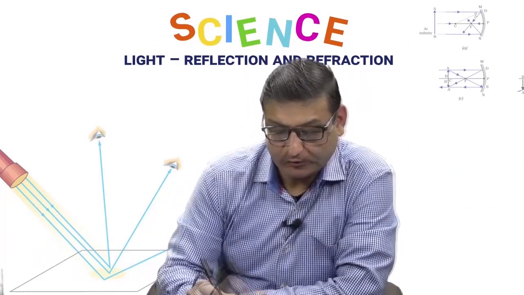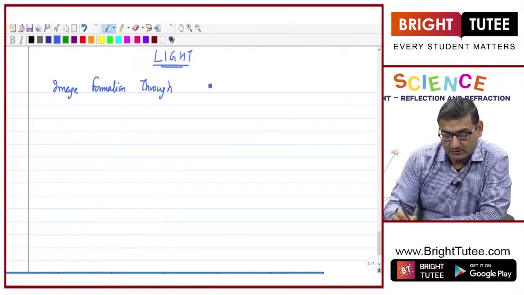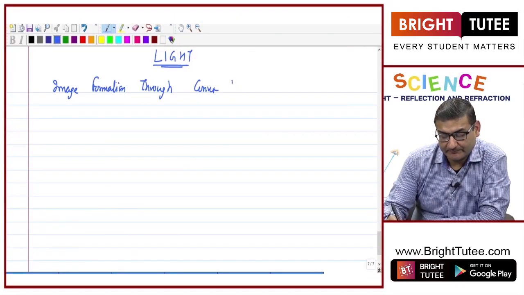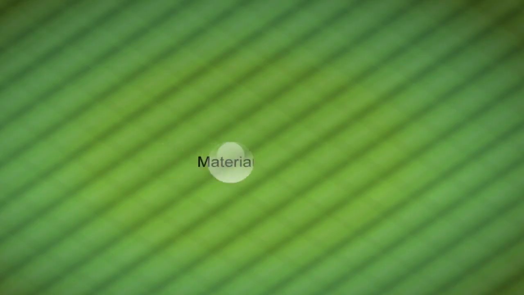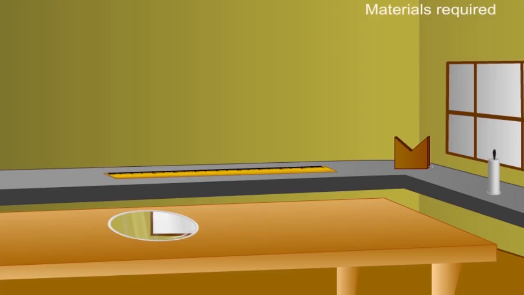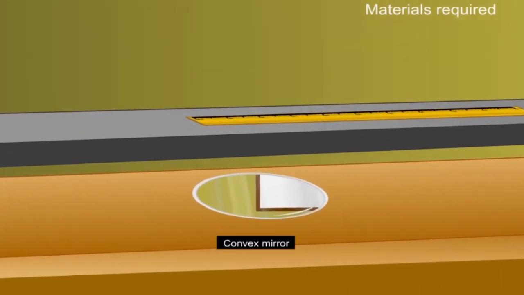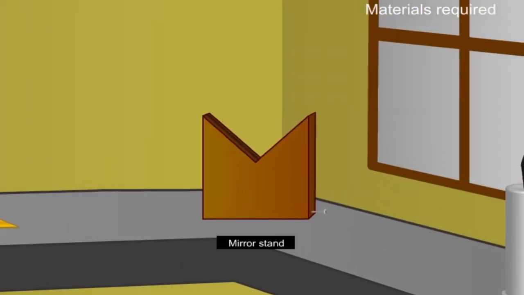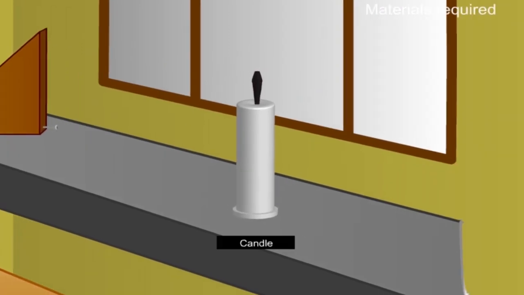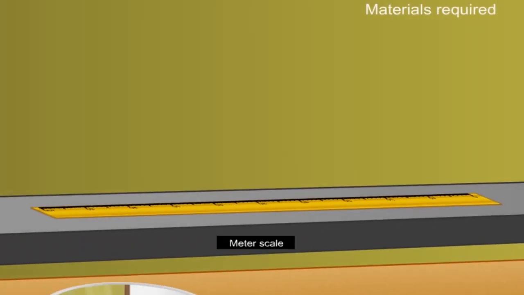Hello dear students, the next topic that we will be studying is image formation through convex mirrors. For that, the materials that we will require are, first of all, a convex mirror, then a V-shaped mirror stand, a candle, and a meter scale to do all the measurements.